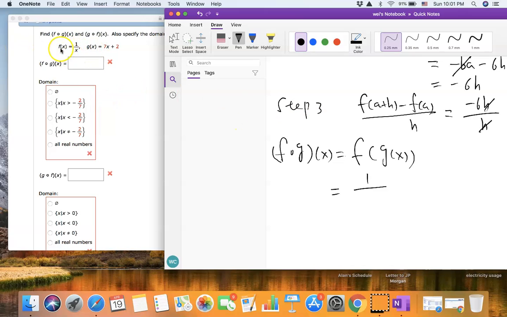So in the function f(x), the function is 1 over x. Now if I replace x with g(x), this will be 1 over g(x). And what is g(x)? g(x) is 7x plus 2. So this composite function f of g(x) is 1 over 7x plus 2.